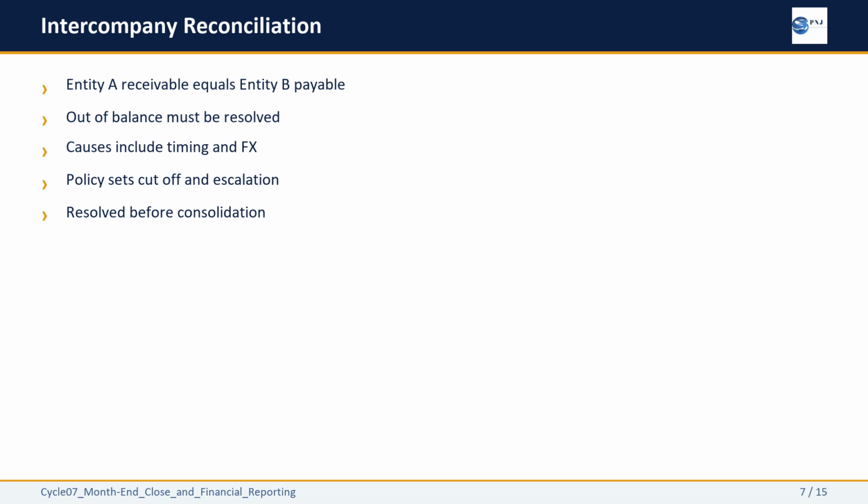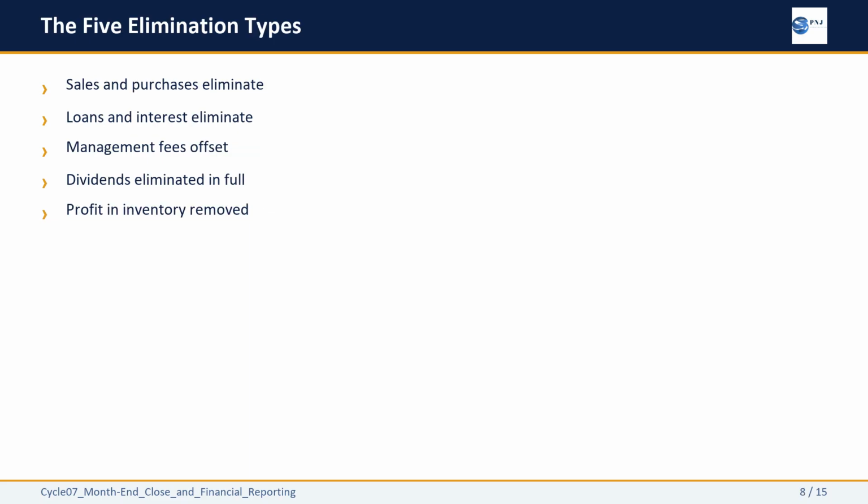The common causes are timing differences, where one entity recorded the transaction in a different period, exchange rate differences on cross-currency transactions, abbreviated FX for foreign exchange, and simple missing entries. A clear intercompany policy sets the cutoff date, who initiates the reconciliation, the deadline, and the escalation path when the two sides cannot agree.